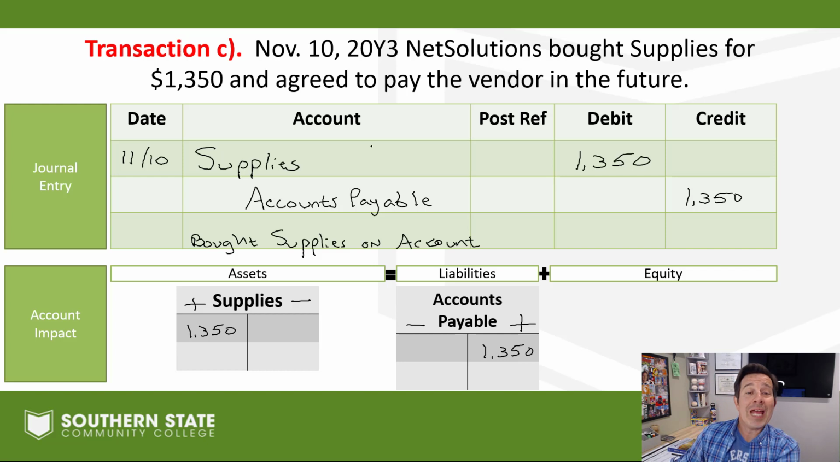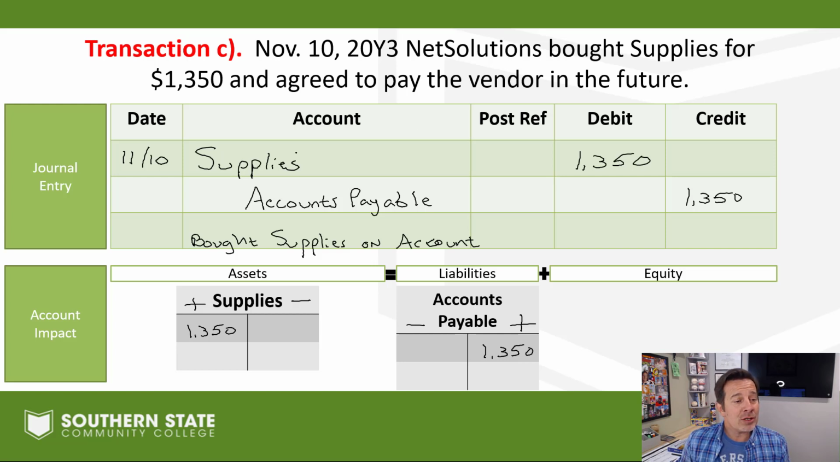Okie dokie. So we had Net Solutions buying supplies. They paid $13.50 and agreed to pay later on. They're kicking the can down the road. They owe the vendor money for the supplies. We call that an accounts payable. So our 2 accounts in play here: supplies and accounts payable.